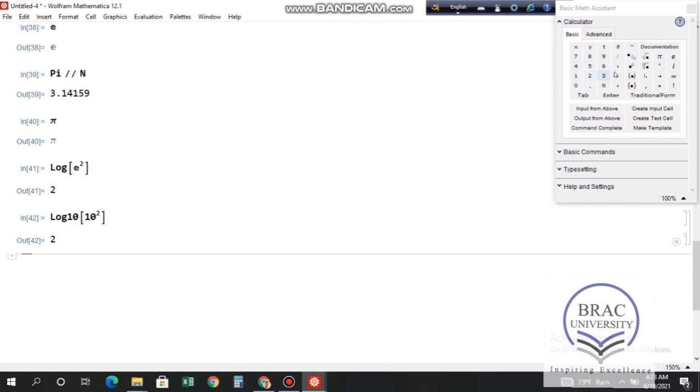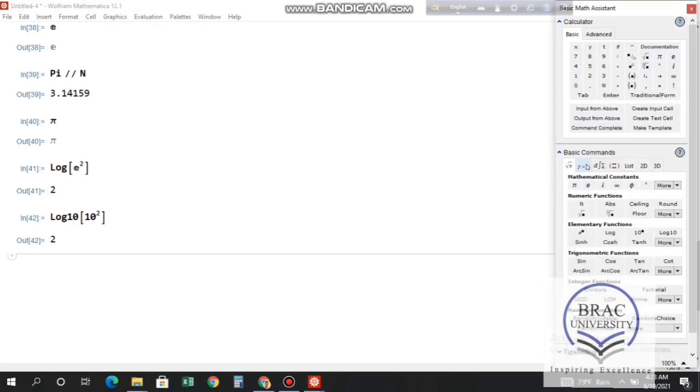Also, if you want to input the symbols directly, you can go to Palettes and from there go to Basic Math Assistant, and from there you can directly input the symbols.